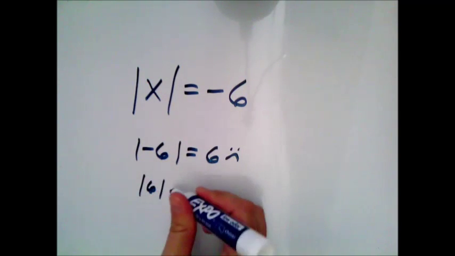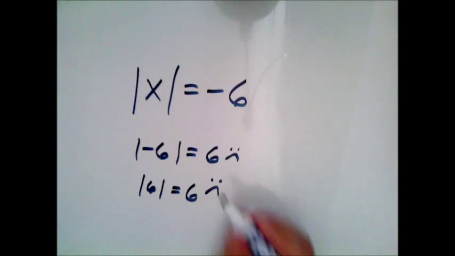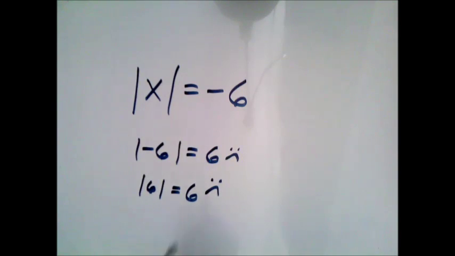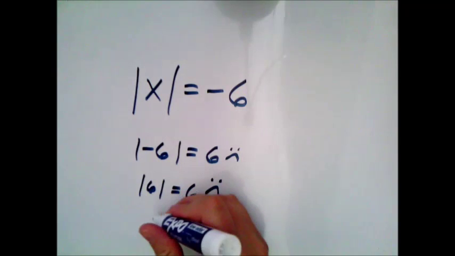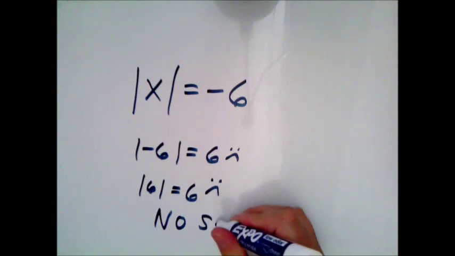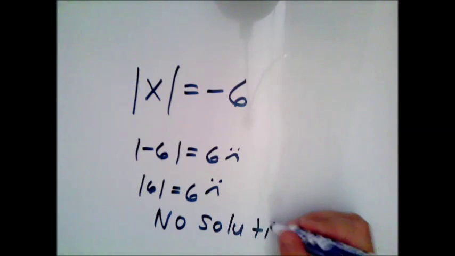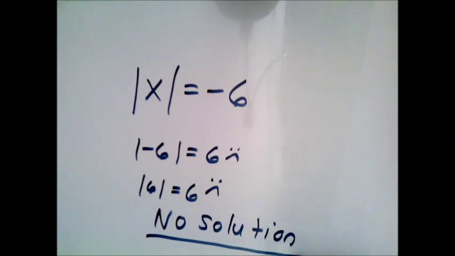Absolute value of 6 gives me positive 6. It looks like nothing's going to work, so be careful. If they ask you to set one of these up equal to something that's negative, you can never get a negative out of an absolute value, so that one is no solution.